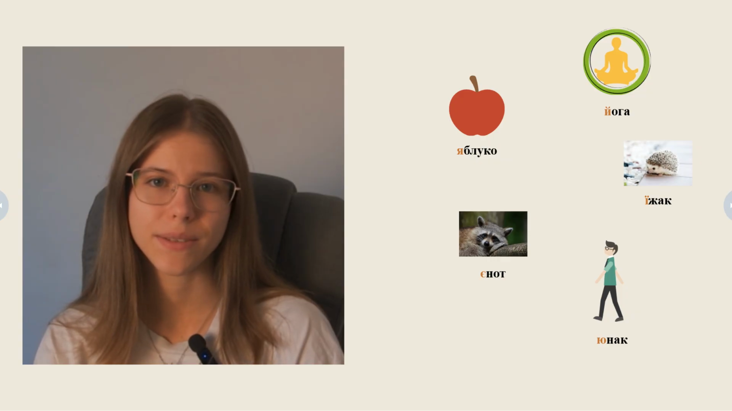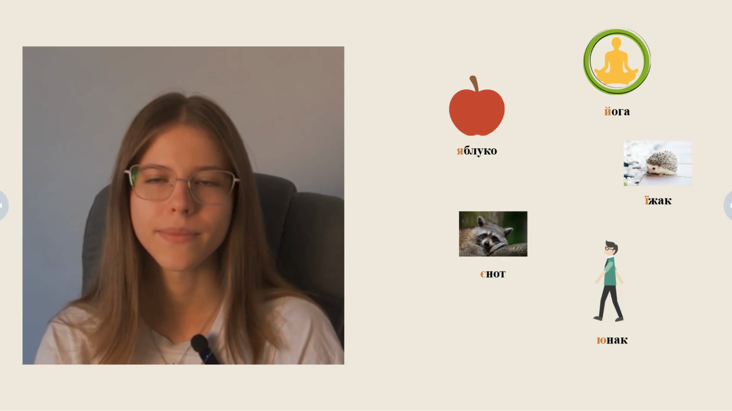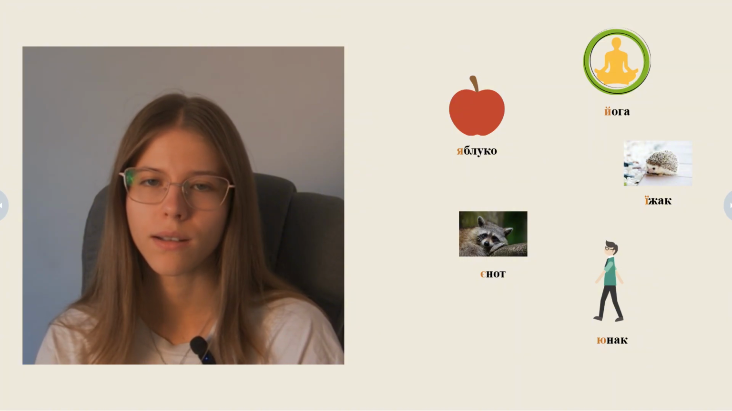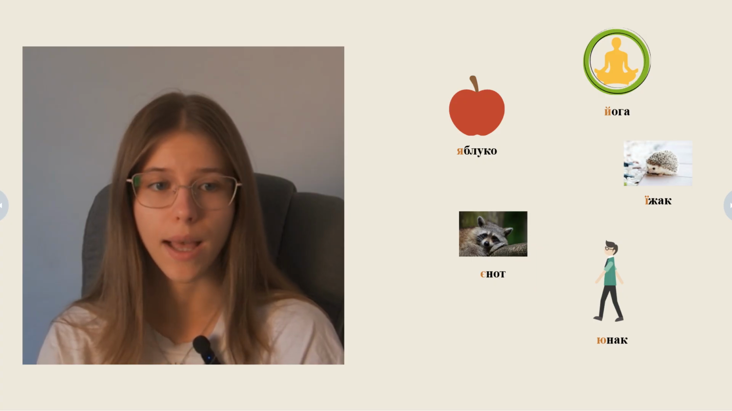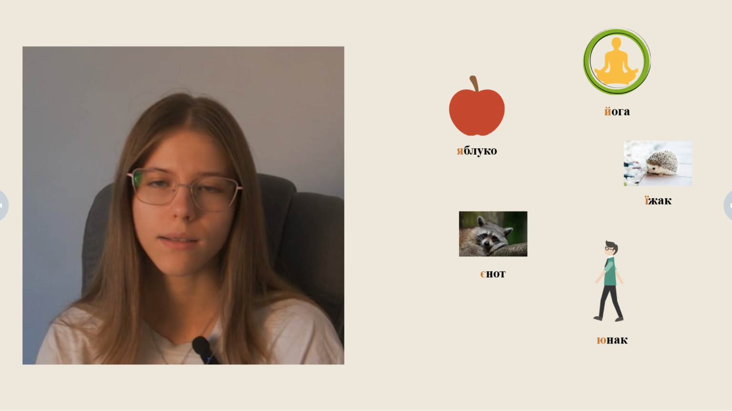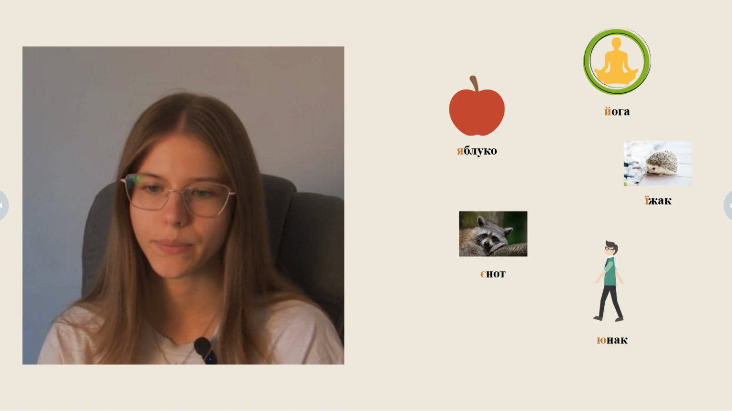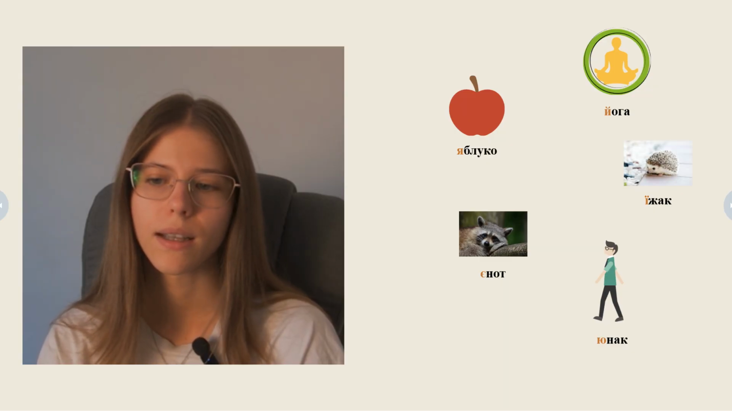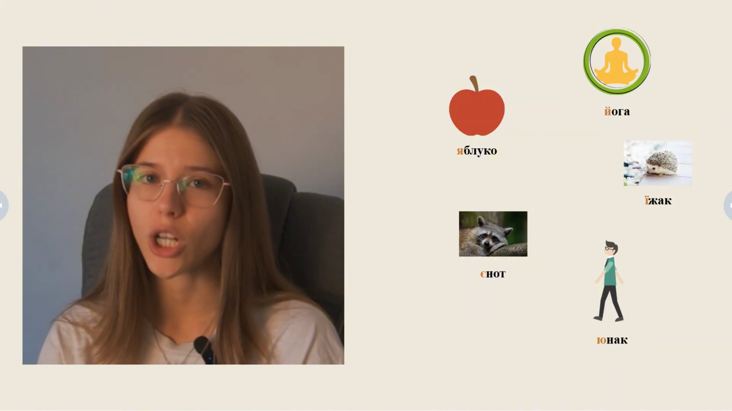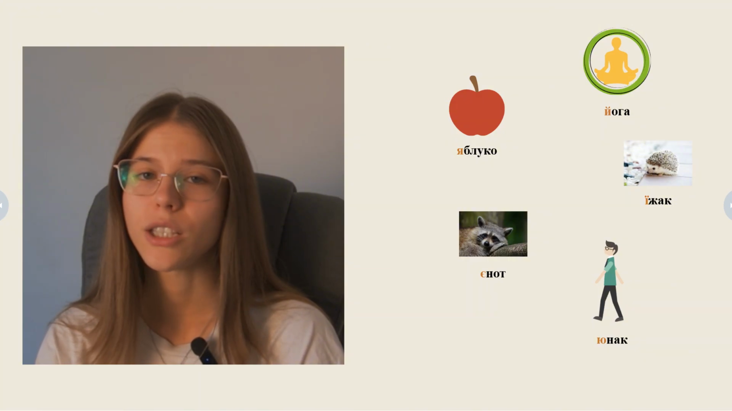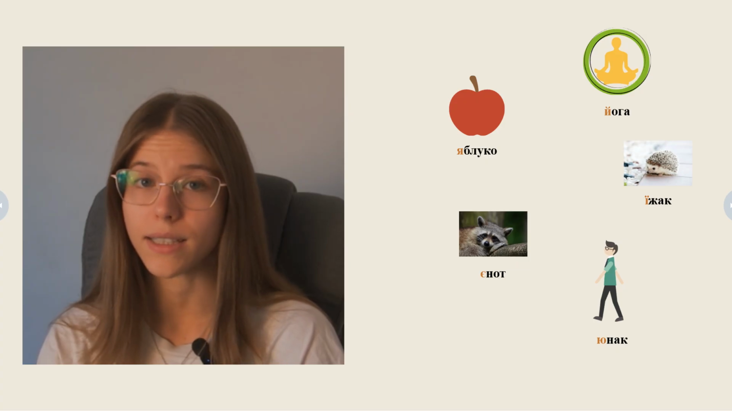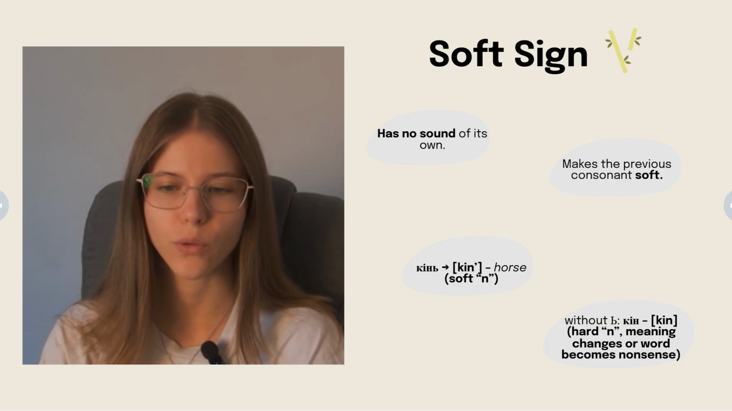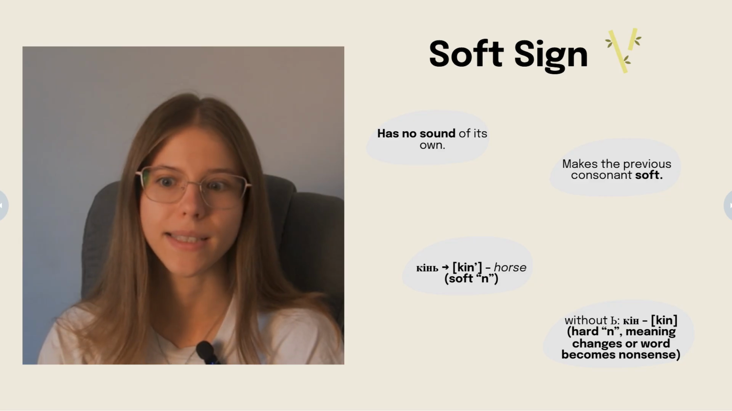And practical slide. Read it and let's check together. So, яблуко, apple. Йога, yoga. Єнот, raccoon. Їжак, hedgehog. Юнак, young man.